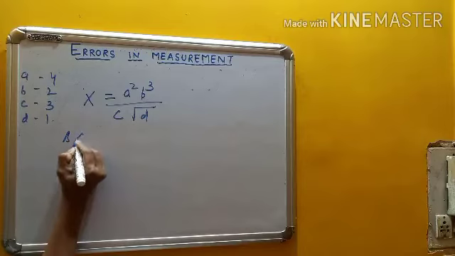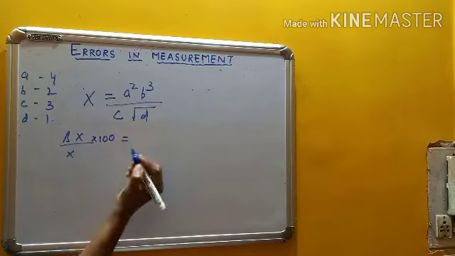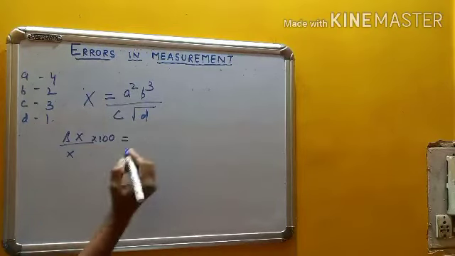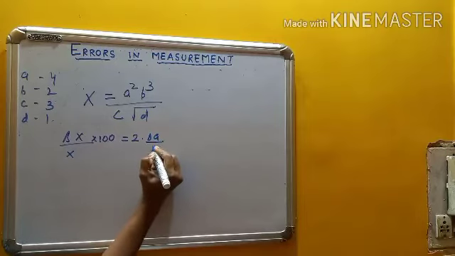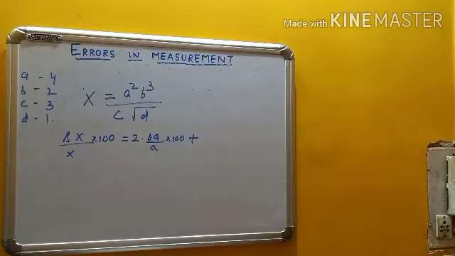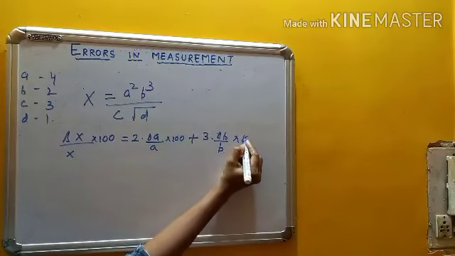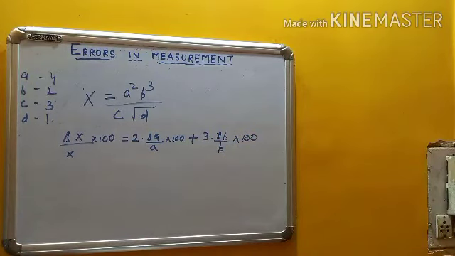So percentage error in x, first let us write the formula. Delta x by x into 100 is equal to, first quantity is a square. So power is there, so 2 into delta a by a into 100, plus. Next dependency is b raised to 3. Dimension is 3, so 3 into delta b by b into 100. Then the denominator, two quantities are there, c and root d. But we know that even though the quantities are in the denominator, you are not supposed to subtract. Again I am reminding you, children, it will be plus, not minus.